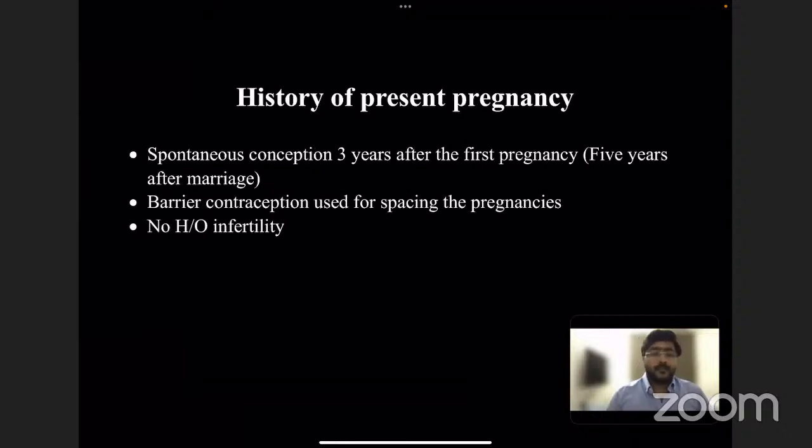History of present pregnancy. It was a spontaneous conception 3 years after the first pregnancy and 5 years after marriage. She has used barrier contraception for spacing her pregnancy. She has no history of infertility.